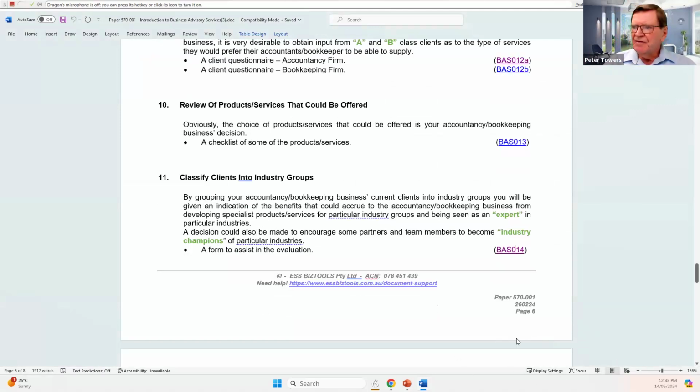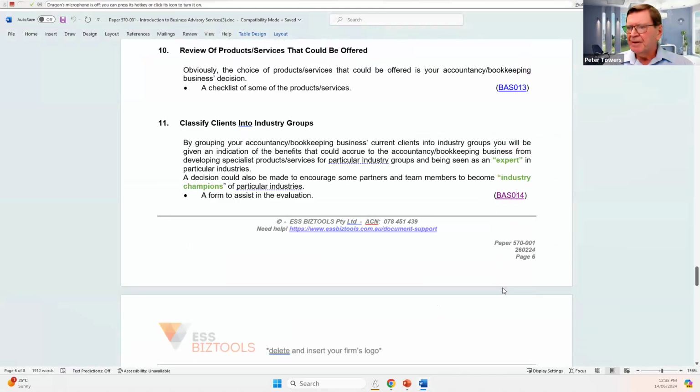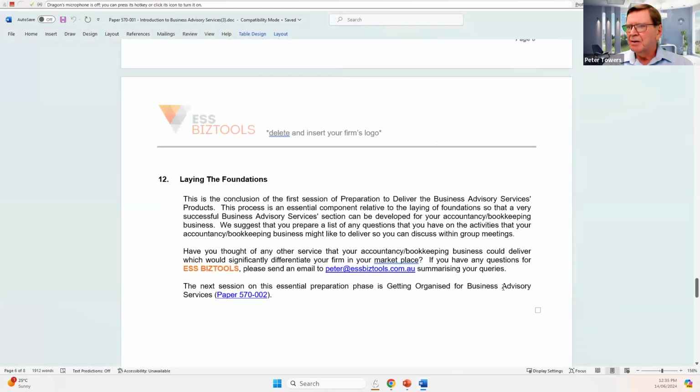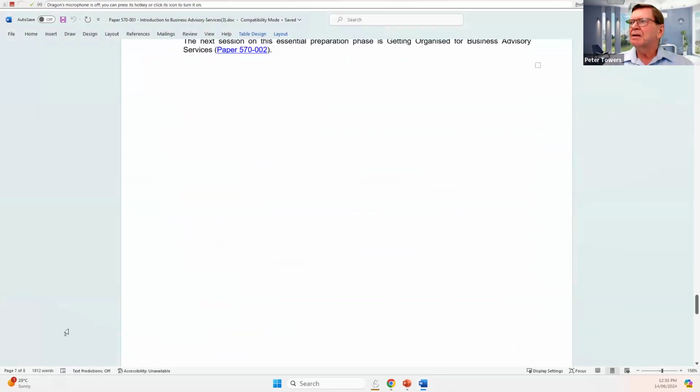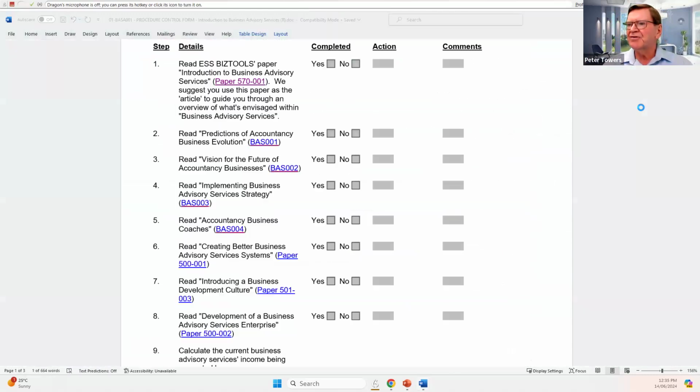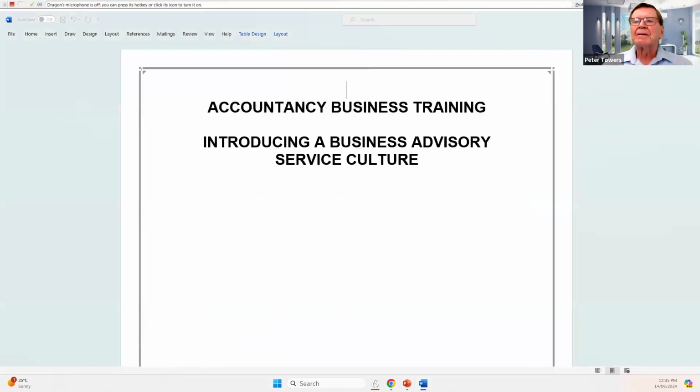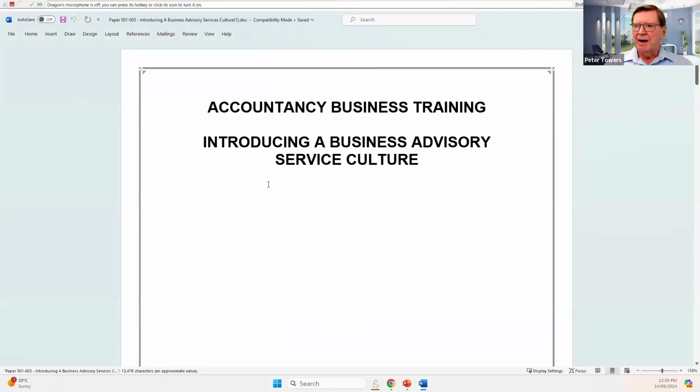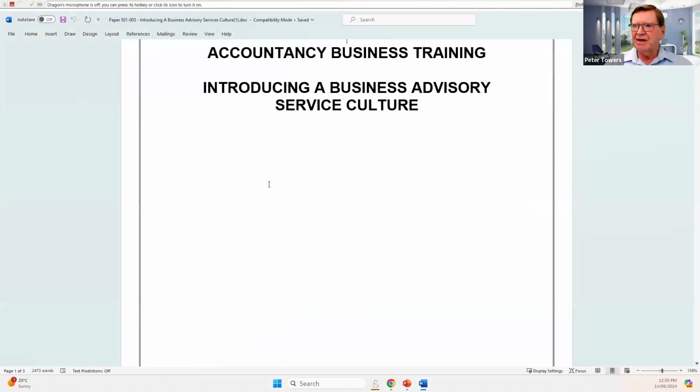So that's the overview of this material that will, I think, give you a far better appreciation of the material within ESS BIZTOOls. I've gone back to the procedure control form now, and I'm bringing up for you to look at the paper introducing a business advisory services culture.